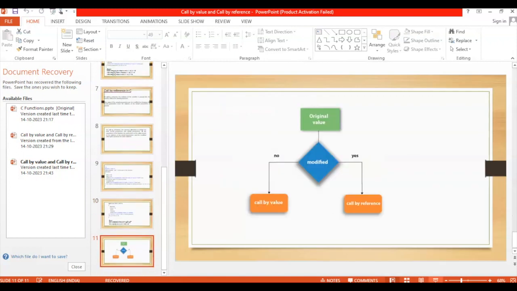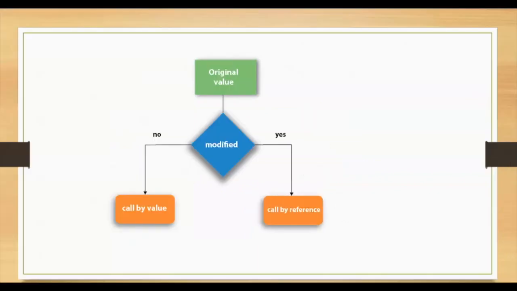So let us discuss it pictorially. In call by value the original value is not modified, and in call by reference it is modified. Let us summarize call by value and call by reference. In call by value, we pass the value data to the function definition, just copying the actual parameters to the formal parameters. So whenever we make a change in the formal parameters inside the function definition, there is no change in the actual parameters in the main function.